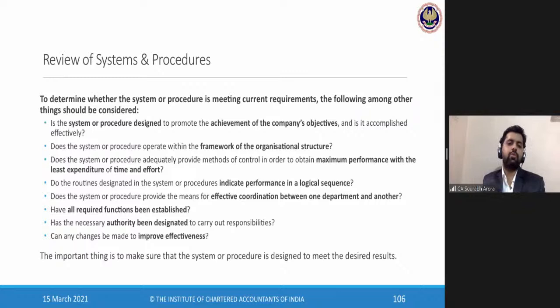Then review of systems and procedure to determine whether the system or procedure is meeting current requirements. The following among other things should be considered. Is the system and procedure designed to achieve the company's objectives? Are the designs according to the company's objectives? Are they in harmony with that? Whether it is within the framework of the organizational objective of the organization structure, whether maximum performance with least expenditure of time and effort, whether the performance is in logical sequence, whether there is effective coordination, have all required functions been established, have we missed anything, and has the necessary authority been designated to carry out responsibilities? Can any changes be made to improve effectiveness, whether it is flexible enough or not? So the important thing is to see whether it will meet the desired criteria or not.